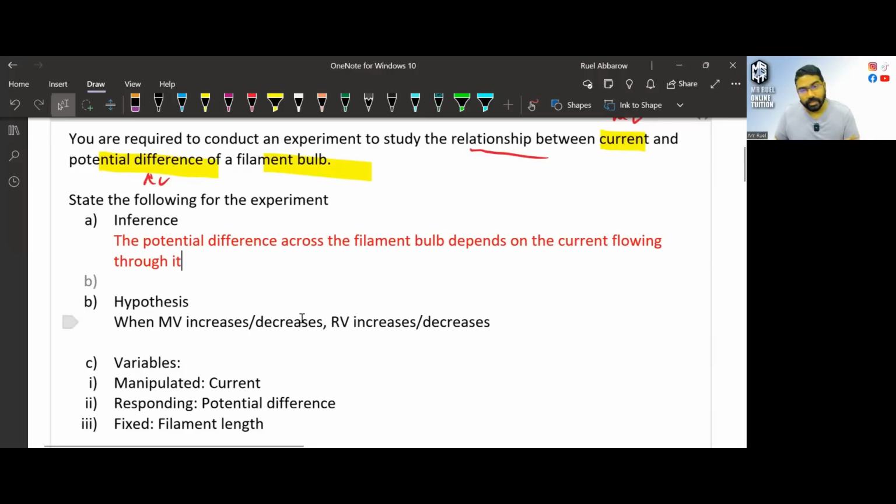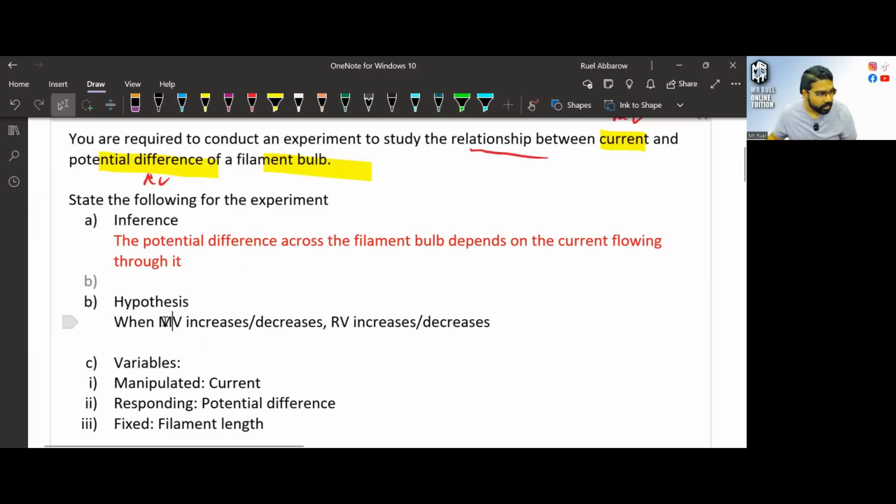Now you have to be a bit careful when it comes to inference, because sometimes they will give you a situation before the experiment, and they will ask you for inference based on the situation. You don't give inference based on the experiment for that. Please read the question carefully. Check: is the inference based on the situation, or is the inference based on the experiment? Please be careful.